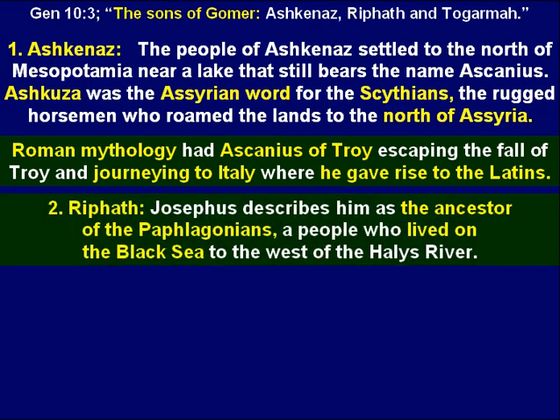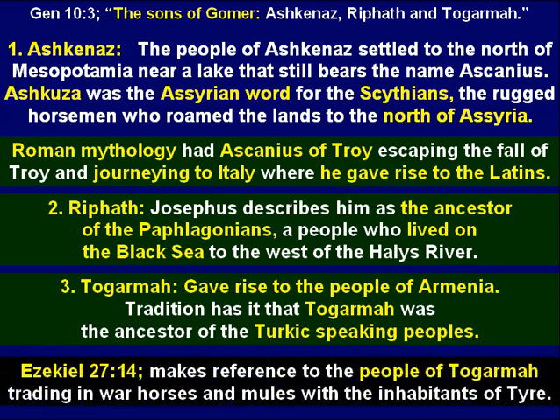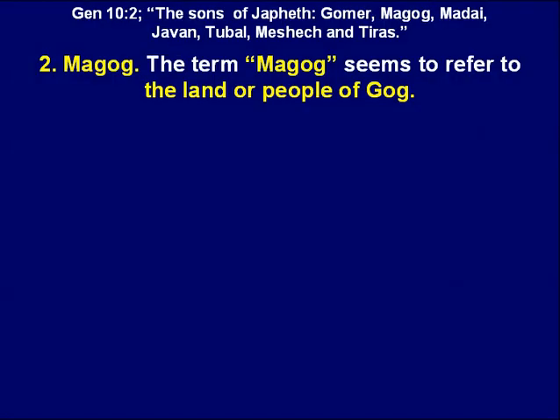Riphath: Josephus describes him as the ancestor of the Paphlagonians, a people who lived on the Black Sea to the west of the Halys River. Togarmah gave rise to the people of Armenia. Tradition has it that Togarmah was the ancestor of the Turkic-speaking peoples. Ezekiel 27:14 makes reference to the people of Togarmah, trading in war horses and mules with the inhabitants of Tyre.